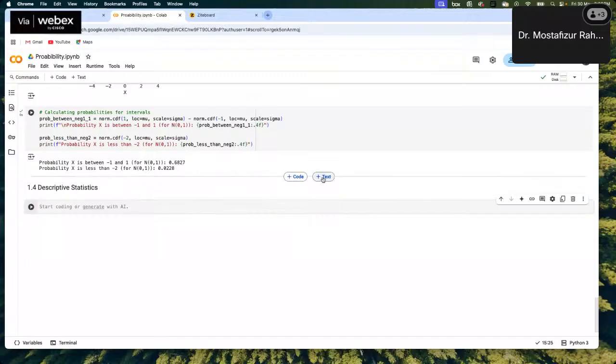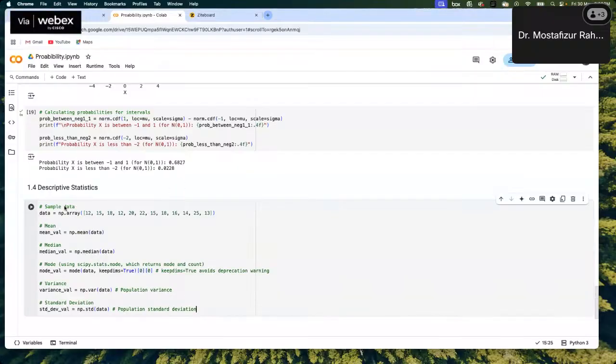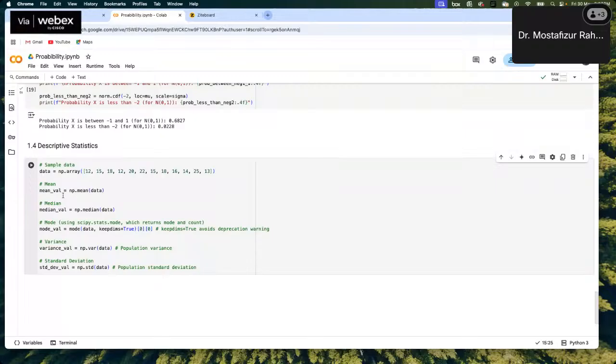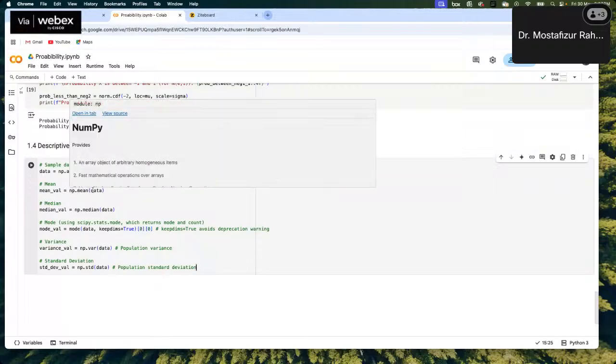So I use markdown for text to write the text, and then coding for the coding part. To do this, let's take some data and calculate these basics. I take an array, np.array, and I took certain numbers: 12, 15, 18, 12, 20. These are some random numbers. And I'll calculate the mean. To calculate the mean, you just need to do np.mean.